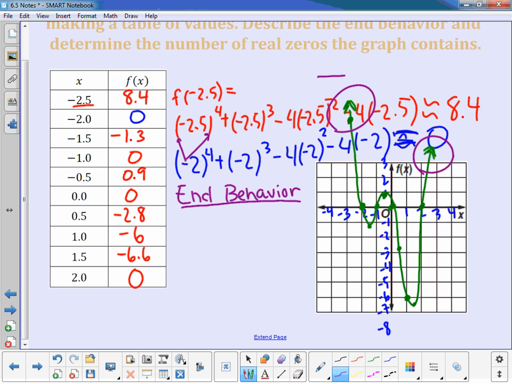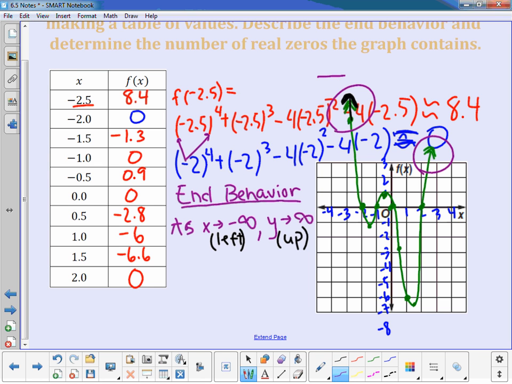Okay, so as x goes down to -infinity, that's when x is going to the left. And if you need to tell yourself that, that'll work. Left. My y values are going up to +infinity. And again, that means they're going up. And that's what's happening to my function there. Since my function is increasing, my end behavior is going up to +infinity.